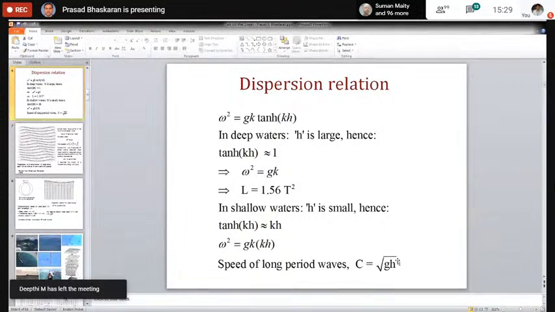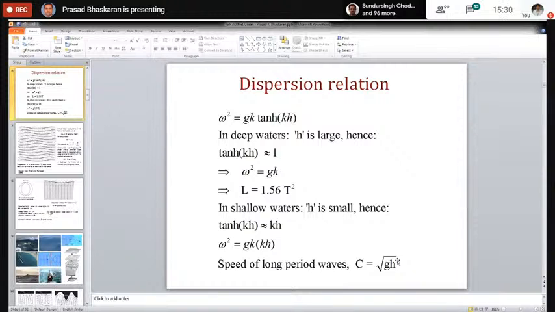So in this equation, if you know the water depth, of course, gravity is constant, you can find out the speed of the wave. And you can see that the speed of the wave reduces when it comes from the deeper ocean towards the shallow water. This is one of the biggest contributions that has come out of the linear wave theory.